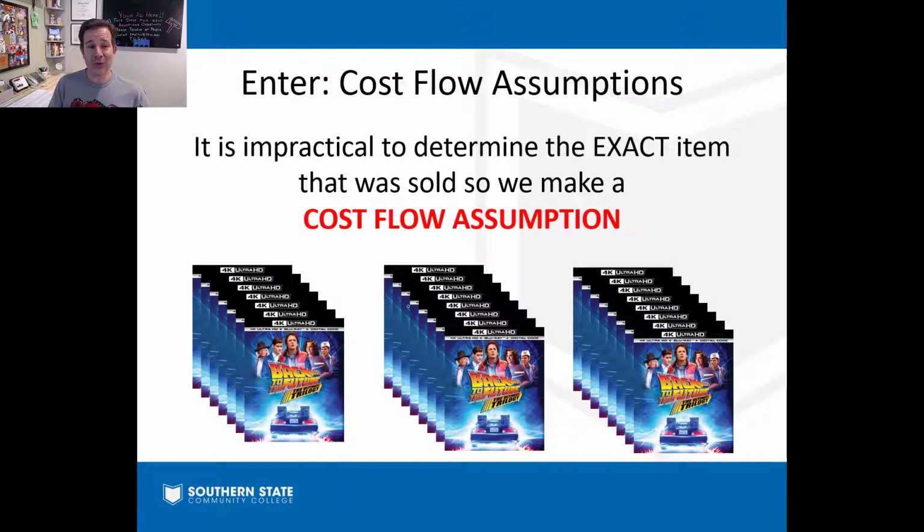So what we do is we have to make an assumption. We have a cost flow assumption. It's impractical for most retailers. Think Walmart, Lowe's, Best Buy, Kroger, anybody that sells goods. It's impractical to determine the exact item that was sold. Here's my 20 different Back to the Futures. Maybe I bought that one right there that was purchased on March 15th. Who knows? We've got to make a cost flow assumption to account for the cost of goods sold.